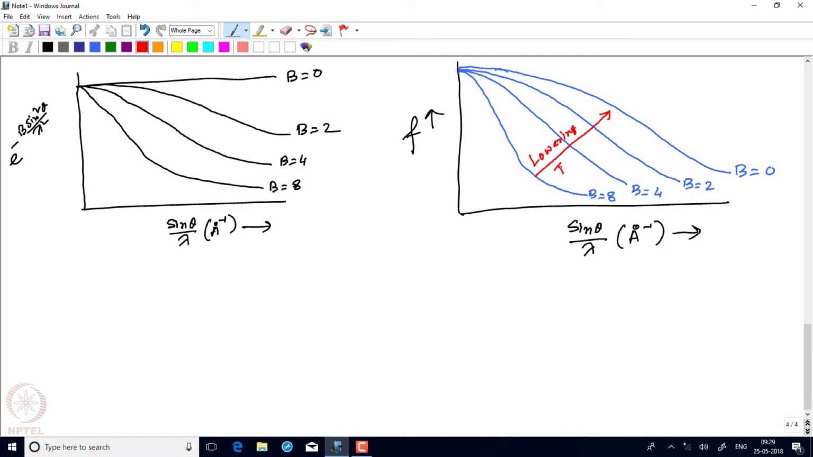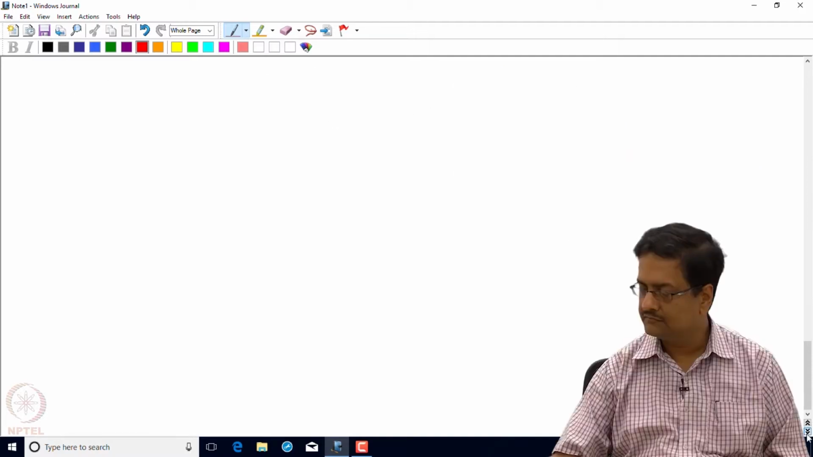So this correction has to be incorporated for each and every reflection in a particular data when we are collecting at a given temperature. So we need an estimate of this thermal parameter B from the measurement.